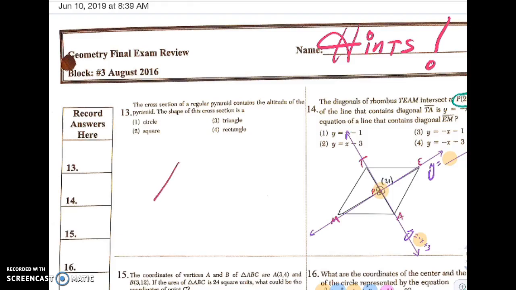Okay, number 13, it does help if you can draw a good picture. So if I had a pyramid like that, and even if I had a pole right to the middle, so it's like a pole holding it up perpendicular to the ground, if you cross-section this thing using the altitude of the pyramid, you would have a triangle inside of it. It's like you're slicing down the middle, and that makes a triangle.